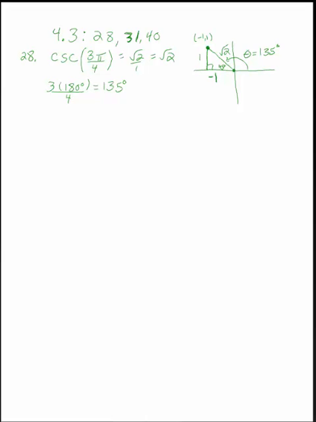Let's look at 31. It wants me to find the tan of -15 pi over 4. So again, -15 pi over 4. I better convert that into degrees. So I'll do -15 times 180 degrees divided by 4. That's -675 degrees.